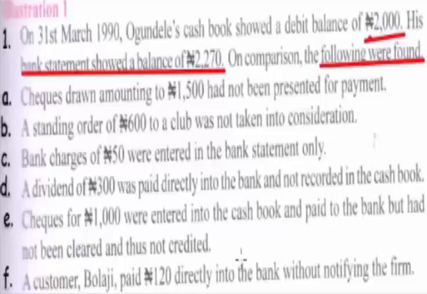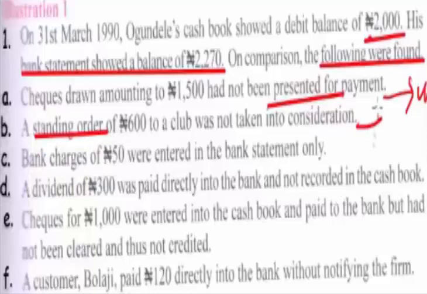Let's take the first one. A. Checks drawn amounting to 1,500 naira had not been presented for payment. For the single fact we saw, not presented for payment, we know that we are dealing with unpresented check. So this is unpresented check. B. A standing order of 600 naira to a club was not taken into consideration. B here is a total giveaway. We have standing order for the next one.